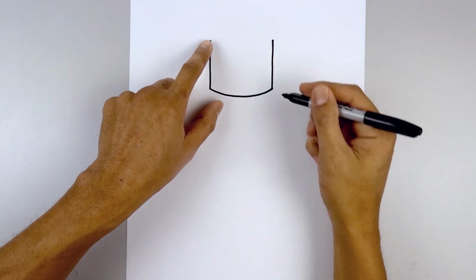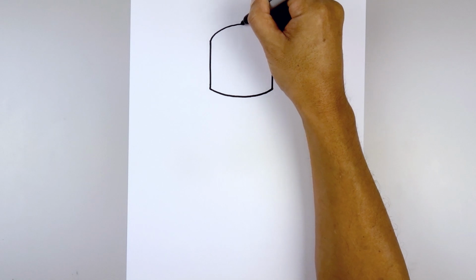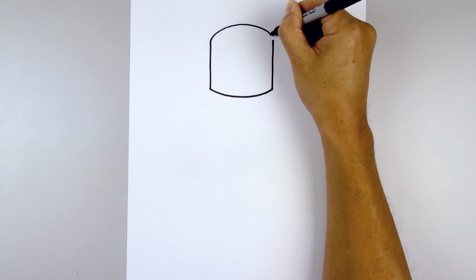Let's close off the top of the head. We're going to start on the left side. We're going to round up the end, come up the middle, and then bend this down on the right side.